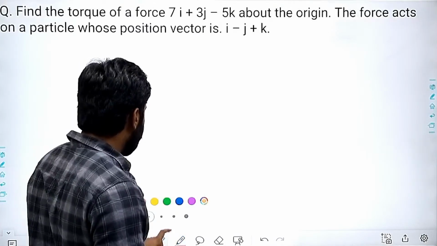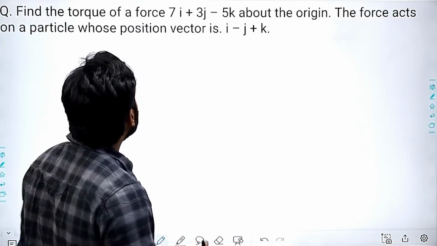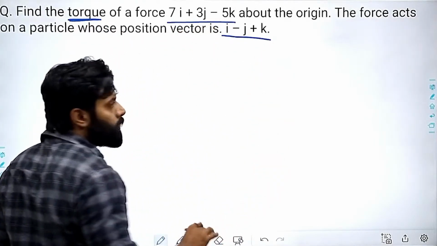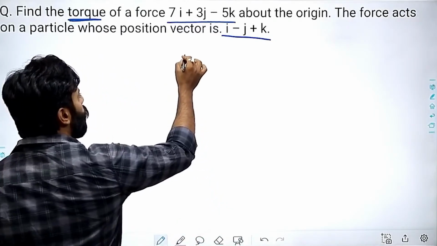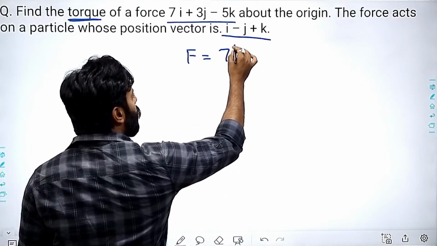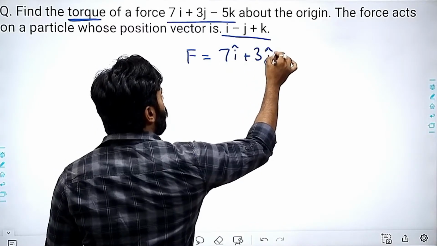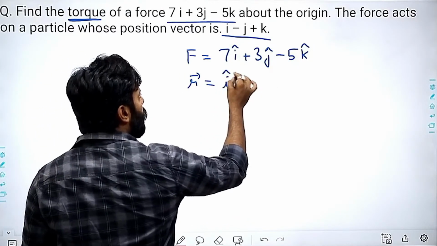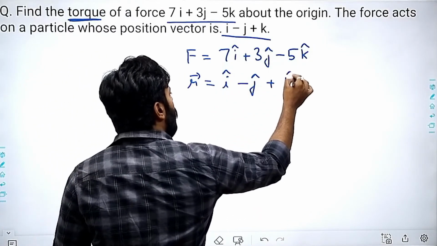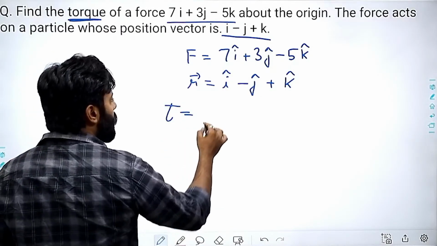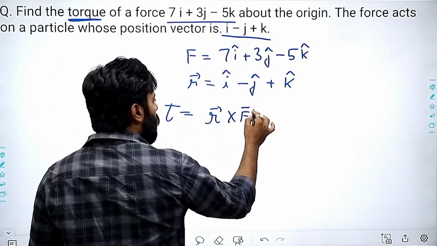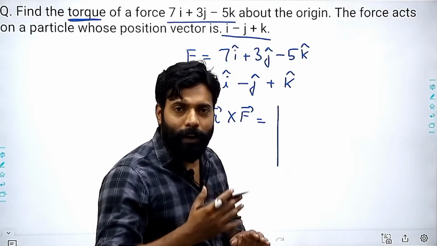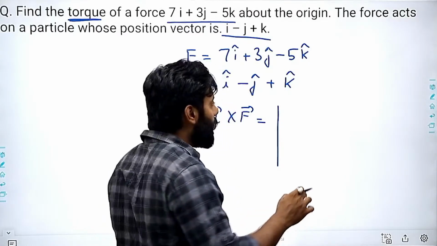So the next question is, now we have to find out the torque in vector form. So basically I can classify this question as the vector question. The force is given in the vector form, it's 7i plus 3j minus 5k. The r vector is also given in the vector form, i minus j plus k, and you have to find out the torque, and the torque is nothing, it's r cross f. And as you know, when you have to find out the torque in the vector form, then you have to use the determinant method.